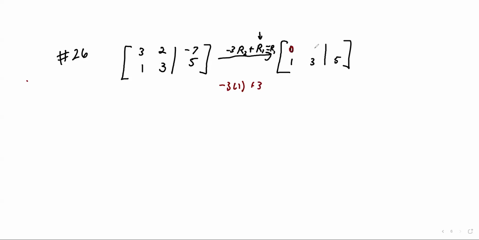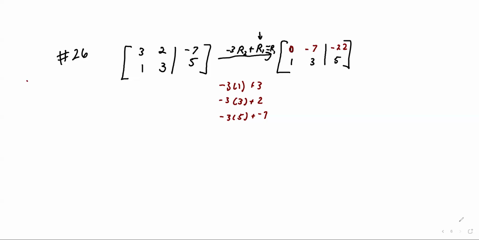Now to do the second element, you do the same thing. This is -3 times 3 plus 2. That's -9 plus 2, which gives me -7. Then do the same thing to the last element: -3 times 5 plus -7. That gives me -15 plus -7, which is -22. And that's your answer. It's not asking you to put it all the way down in row echelon form or anything. It just wants you to perform the indicated operation.